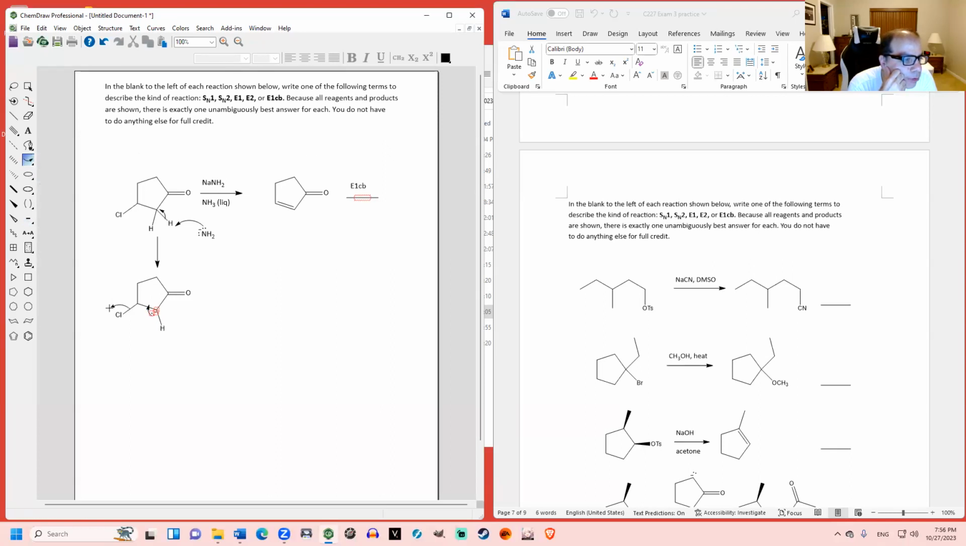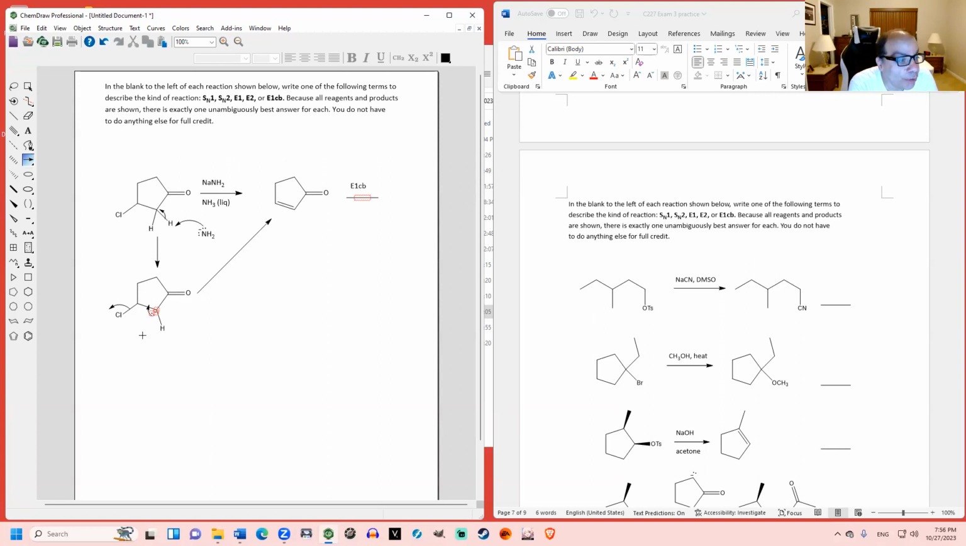And we break the carbon-chlorine bond. We lose that poor leaving group. Well, and you get this. So that's an example of an E1CB reaction. What you need to know is an E1CB reaction is going to happen when you have a strong base and a poor leaving group.